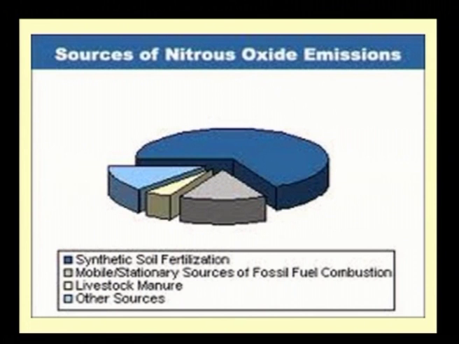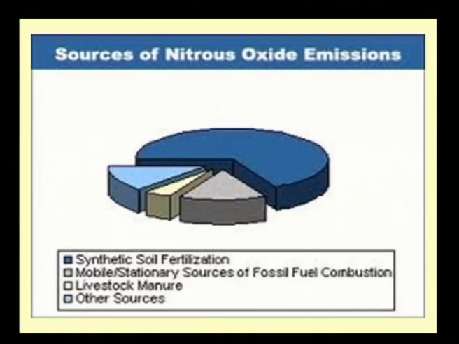See, here the sources of nitrous oxide emissions are given, and what are the major sources? The fertilizer, the synthetic soil fertilizer, and that is causing the major portion of the nitrous oxide. And here the mobile or stationary sources of fossil fuel combustion. See, when fossil fuels like coal or petroleum are combusted, they produce some amount, and then the livestock manure is also causing some amount of nitrous oxide, and the other sources.